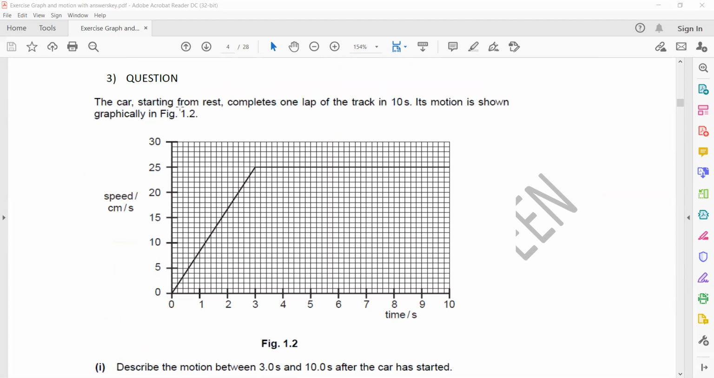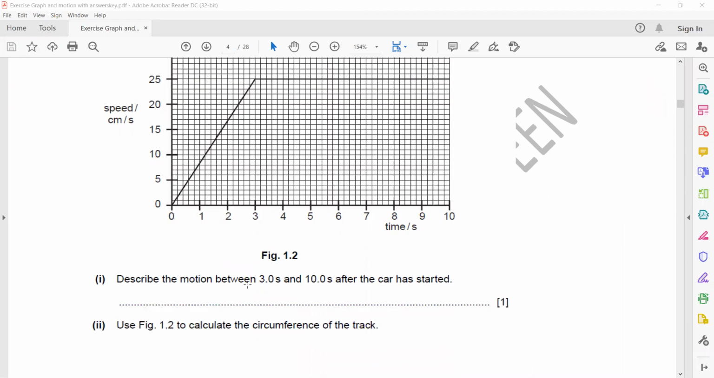In question 3, a car starts from rest and completes one lap in 10 seconds, and the graphical representation is there. Figure 1.2 is a graphical representation of the car. Basically it's a toy car. As you can see, the speed is given in centimeters per second rather than meters per second. When a car returns back to the starting point, we say that it completed one lap. So if it starts from point A, moves on the track and then returns back to the same point, it means it completes one lap. So it is completing one lap in 10 seconds.